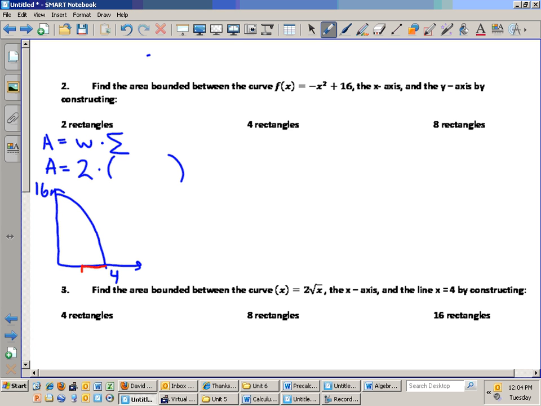So this is extremely important. You got to know this, okay? Now, at 2 when I draw it up, I do get to a height, and so that's my shape that I'm currently looking at. So when I evaluate the function at 4, I get 0. When I evaluate the function at 2, I get 12. When you plug 2 into your function, negative 2 squared plus 16 is equal to 12.